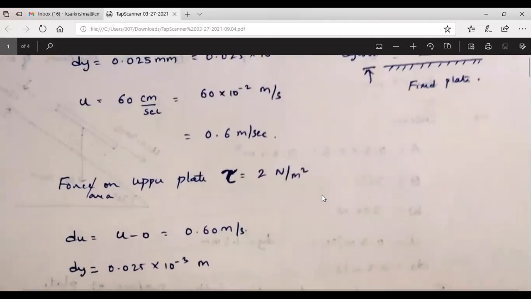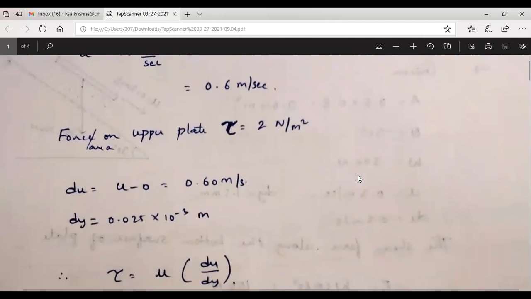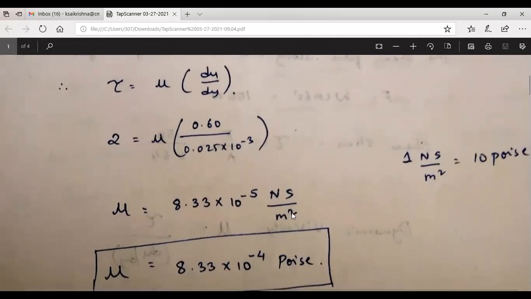Suppose the problem is asking to determine the fluid viscosity between the plates in poise. So what do we need to know? We need to know one relation. What is 1 poise equal to? 1 poise equal to 1 by 10 Newton second per meter square. So that we have to use here. But what we need to do is convert Newton second per meter square into poise. So 1 Newton second per meter square equal to 10 poise. So finally you'll get mu in terms of poise, that is here into 10.